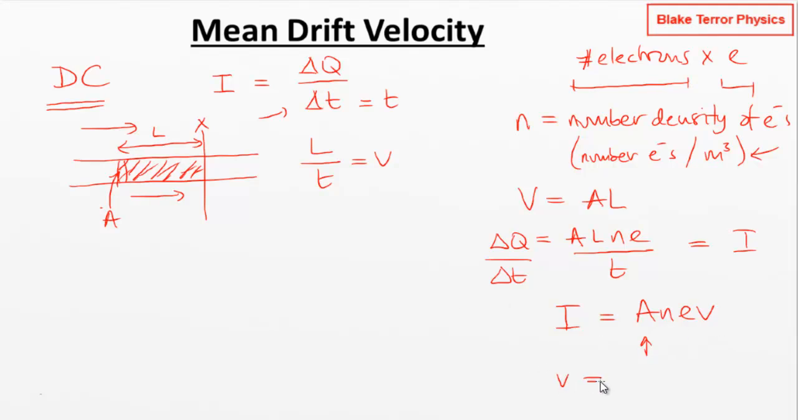If we rearrange this and we want to work out what V is, and I'll do an example of that in a minute, we need to know what the current is. Okay, A is fine. We need to know a number density and we need to know the charge on the electron.